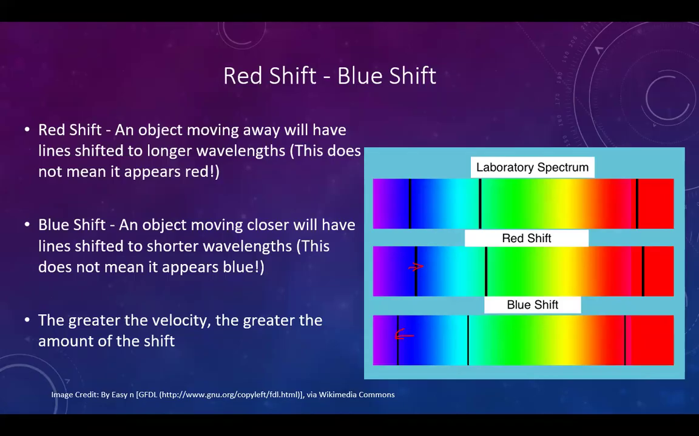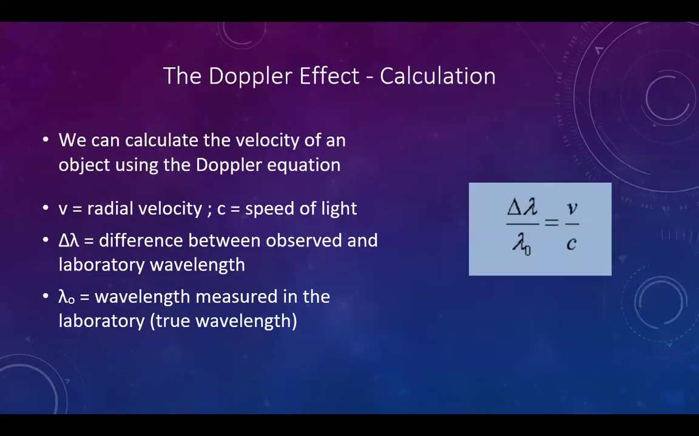In general, the shift is not super huge, but the size of the shift depends on how fast you're moving. The faster you're moving, the bigger the shift. Here's the formula for calculating it. The change in wavelength over the initial wavelength is just the velocity of motion over the speed of light. You're not really going to need to do any calculations of this. I just wanted to show you the formula. The general idea is the bigger the speed, the bigger the shift, and you can tell whether it's coming towards you or away from you.